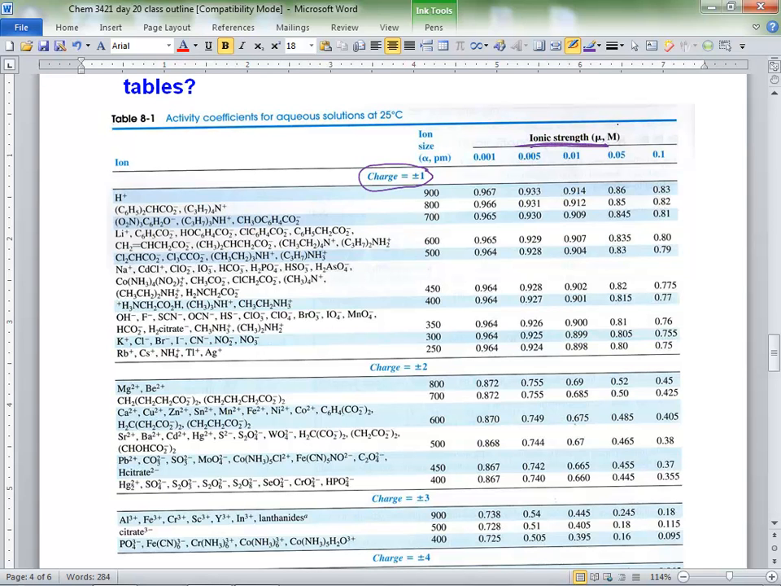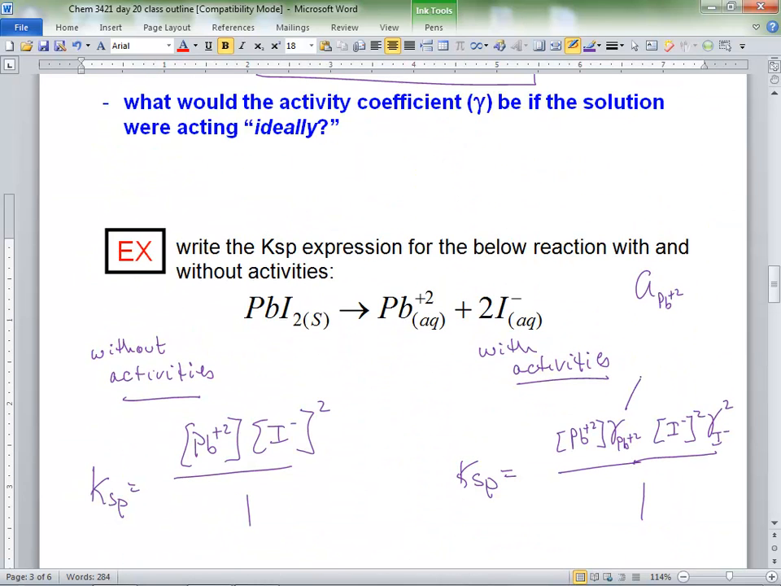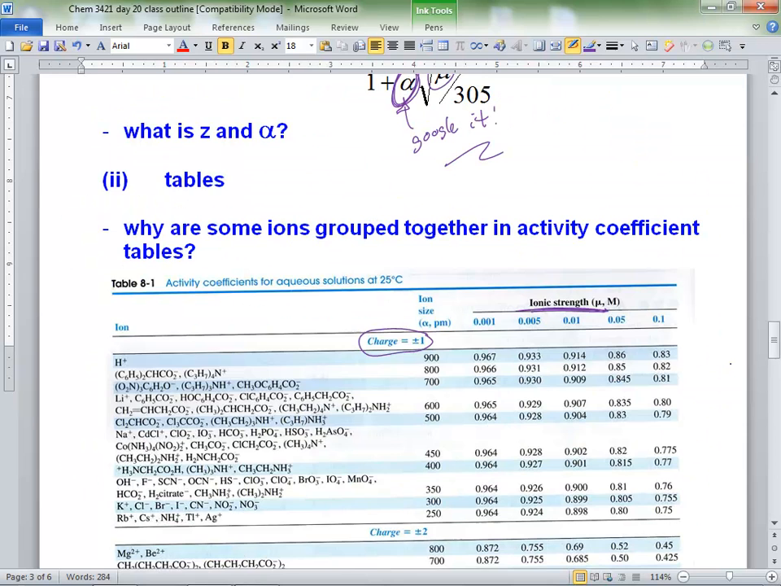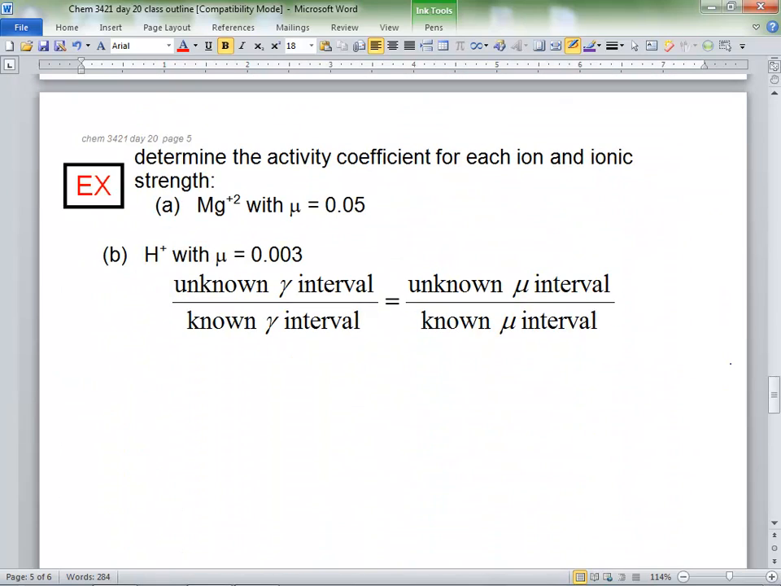Okay, let's see if we can do a few of these. So again, what we're after are these guys, right? So we can solve X and ice. None of that changed. We're just introducing fudge factors. How do we get these activity coefficients? Determine the activity coefficient for each ion and ionic strength. Okay, so somehow earlier they already calculated the ionic strength for you. They used that equation to get the ionic strength. They want to know if the ionic strength is 0.05, what is the activity coefficient for magnesium?